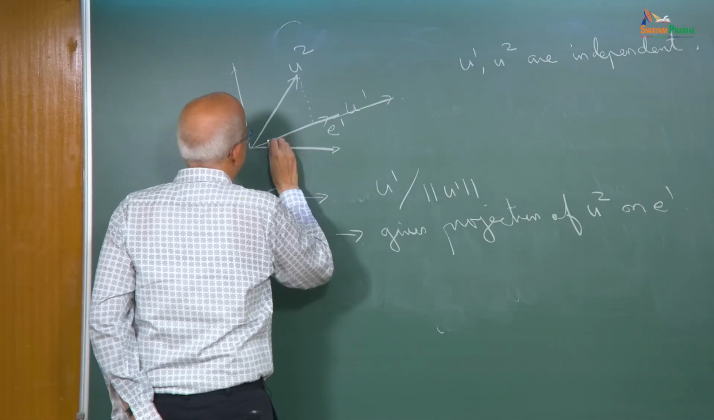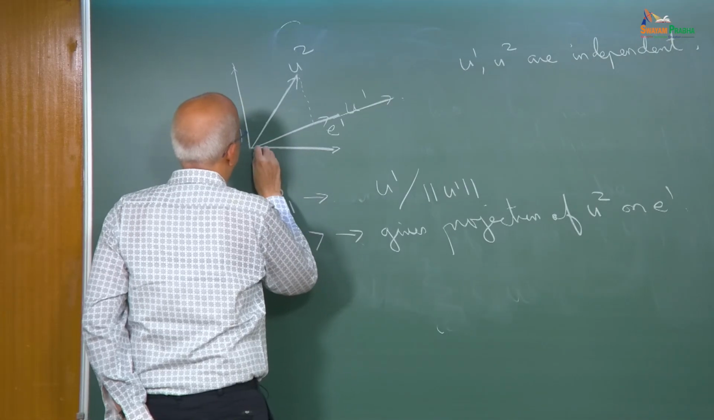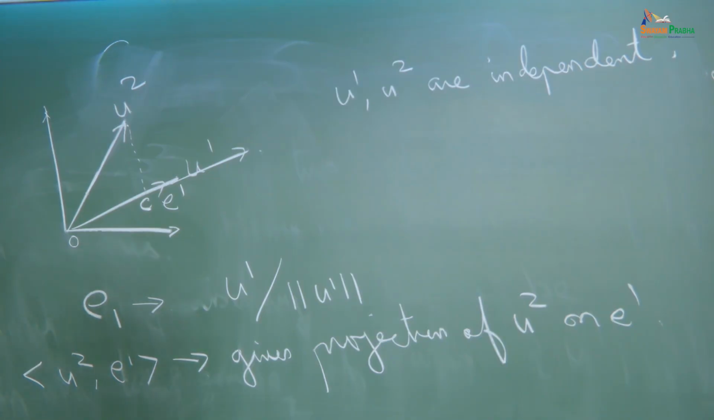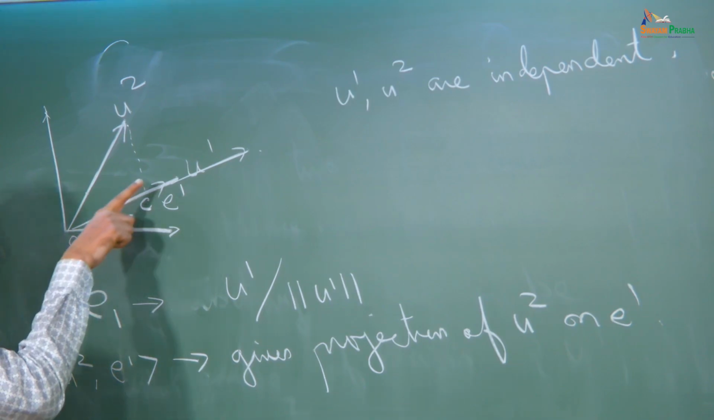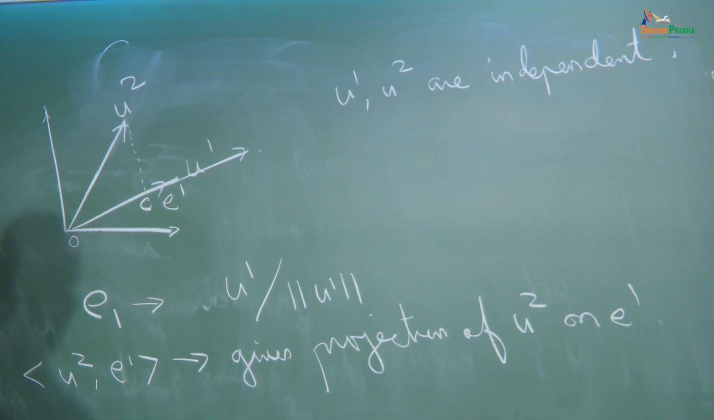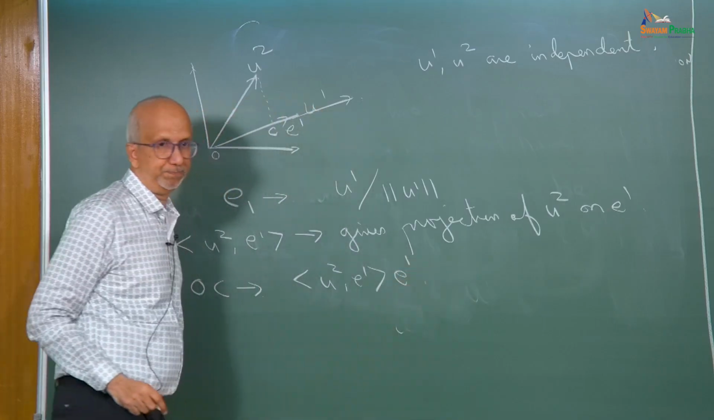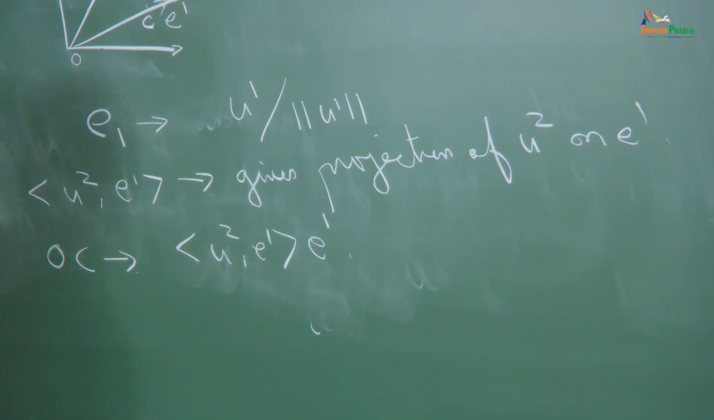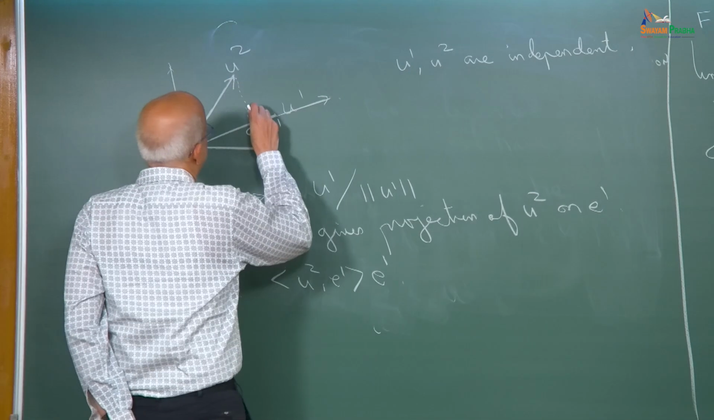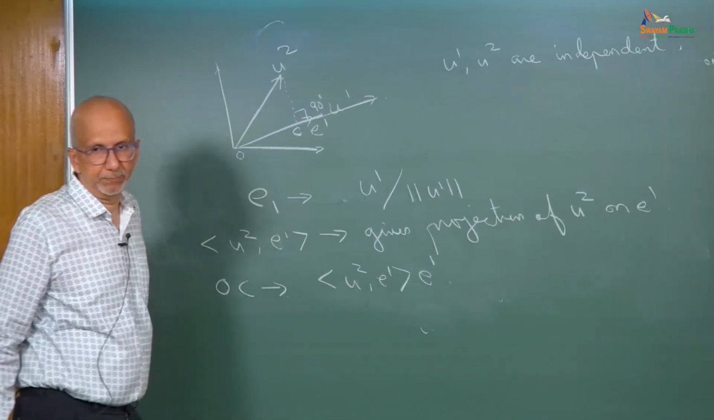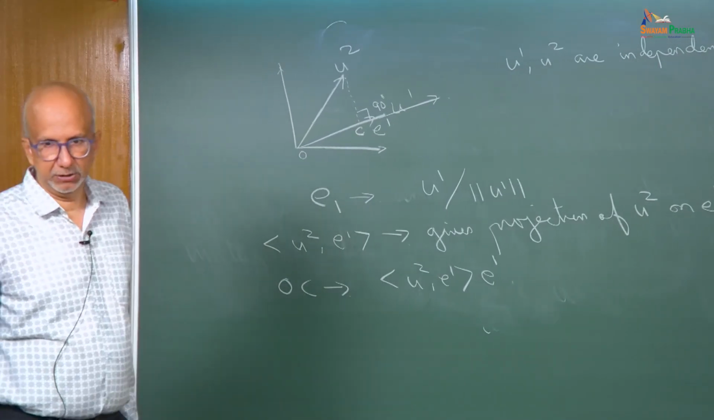So, this thing, let me call it OC. OC is the projection of U2 on E1, the magnitude is this and along this line. So, what is OC? OC is basically the inner product of U2 with E1 in the direction of E1. When I am doing this projection, what am I getting? This is 90 degrees, this is perpendicular. You can visualize this geometrically.